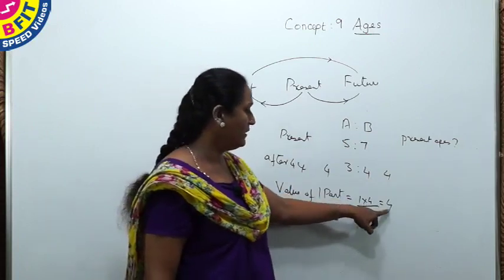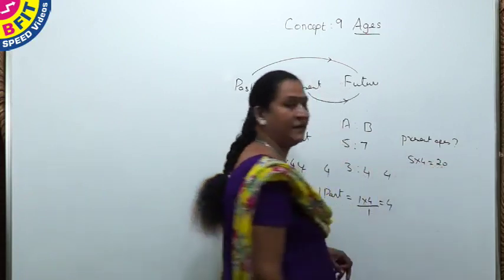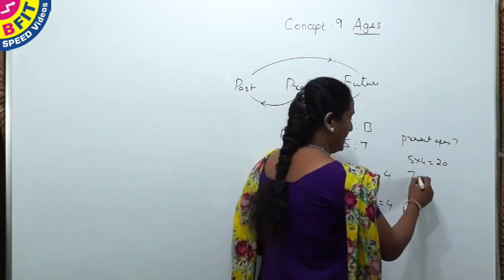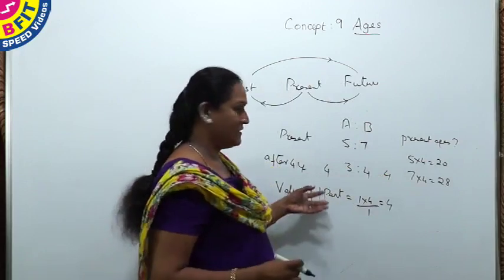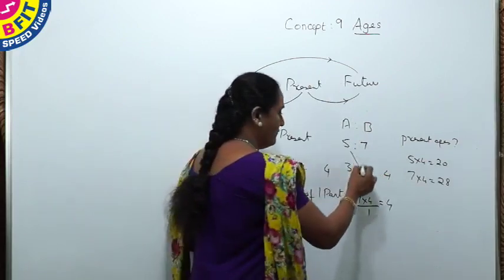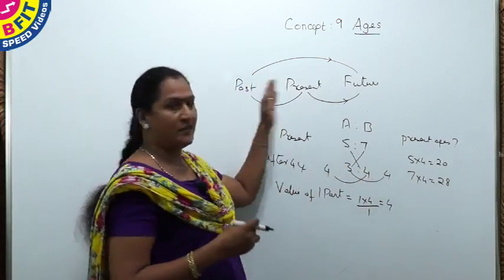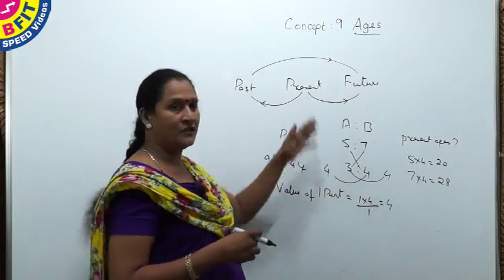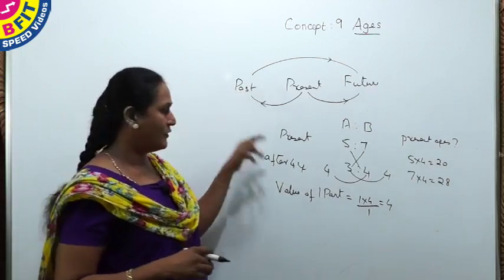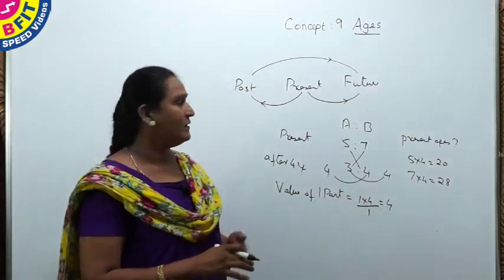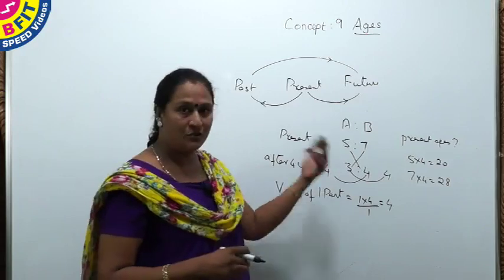So present ages will be 4 into 5, 20. So A's present age is 20 and B's present age is 28. So easily using the smiley concept, we have got the value of one part. Whether they give present and past, present and future, or past and future, you can follow the same pattern. When it is present and past, the number of years will be the value which you decrease. When it is present and future, the number of years will be the value of one part which you increase.